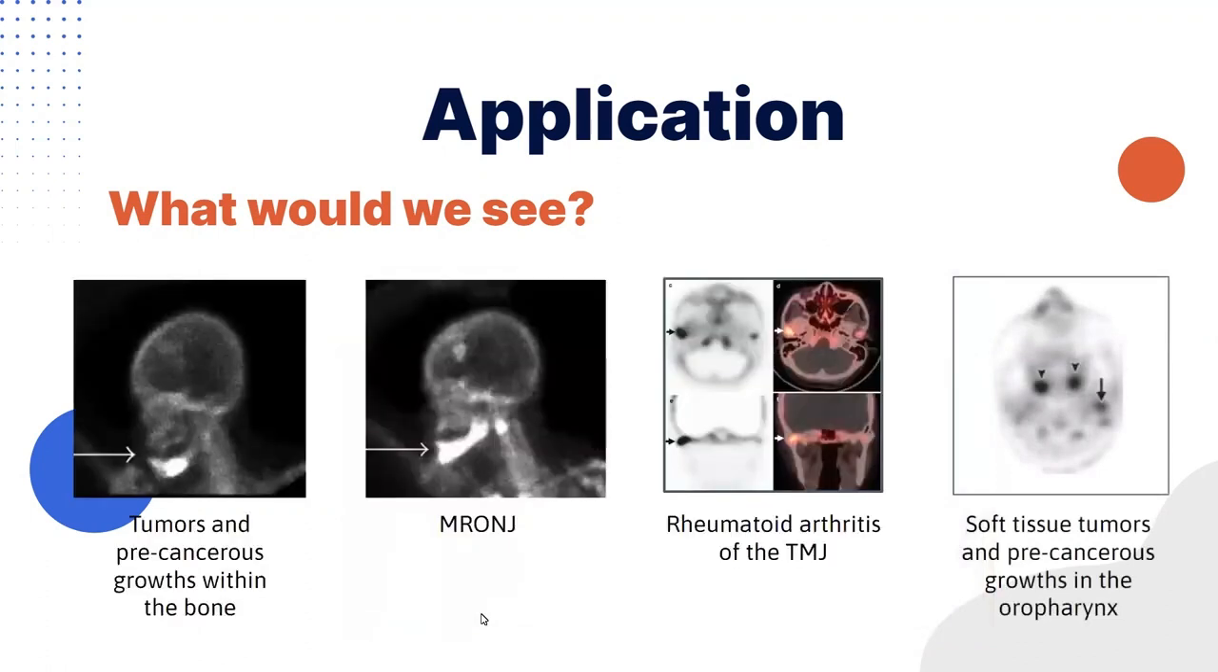In dentistry, the imaging is typically confined to the structures of the head and neck. Some examples of what nuclear medicine imaging can show us are tumors and precancerous growths within the bone, rheumatoid arthritis of the temporomandibular joint, and soft tissue tumors and precancerous growth in the oropharynx.